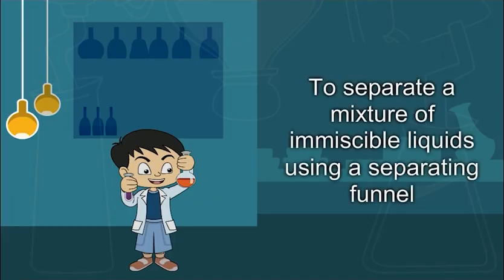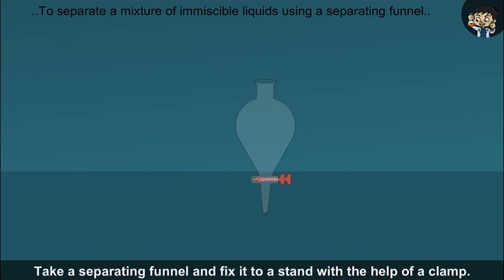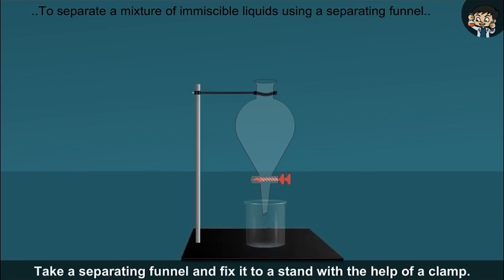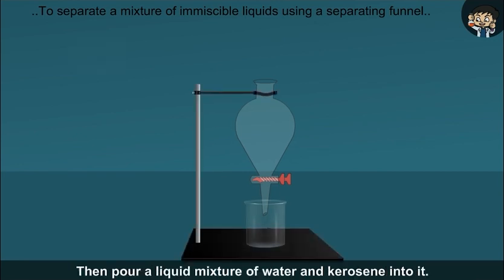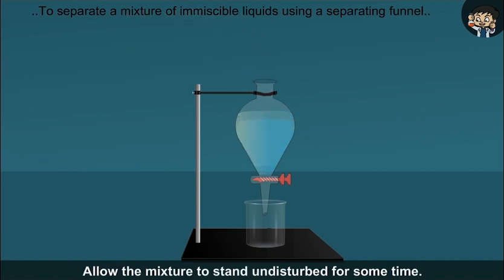To separate a mixture of immiscible liquids using a separating funnel. Take a separating funnel and fix it to a stand with the help of a clamp. Then pour a liquid mixture of water and kerosene into it. Allow the mixture to stand undisturbed for some time.